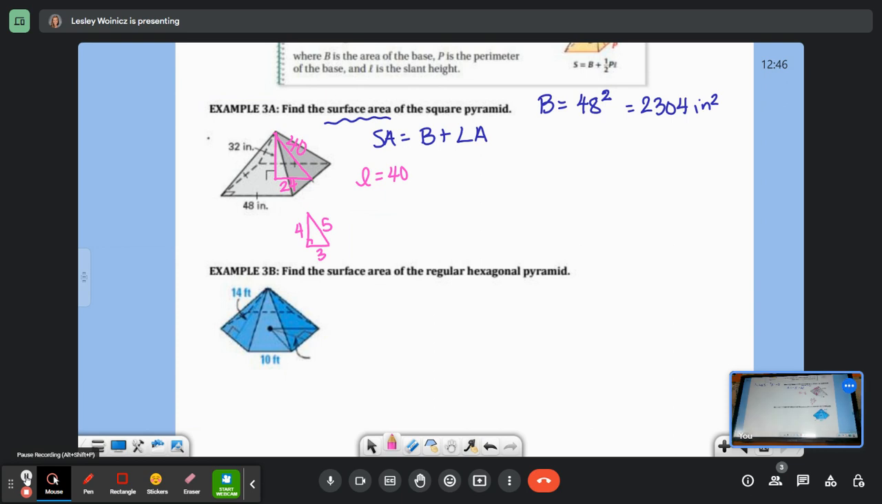Good. Is that all we needed? Yeah, because we already know the base of that triangle. Cool. Here we go.